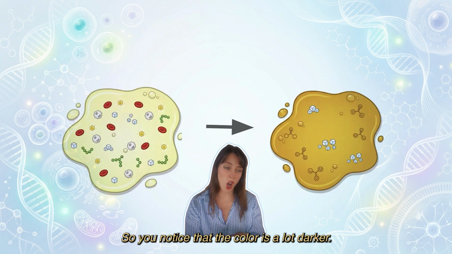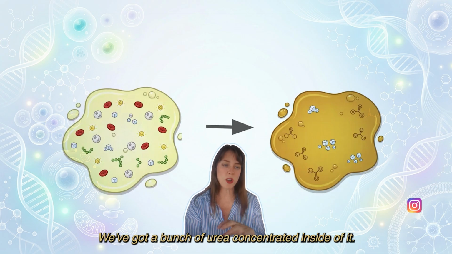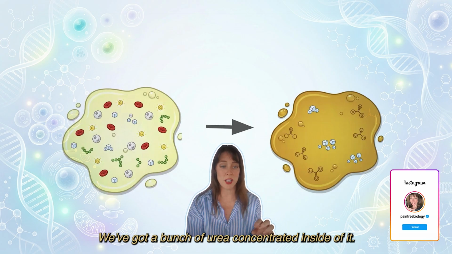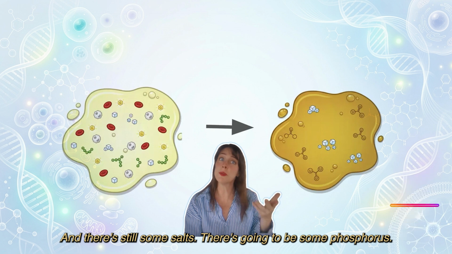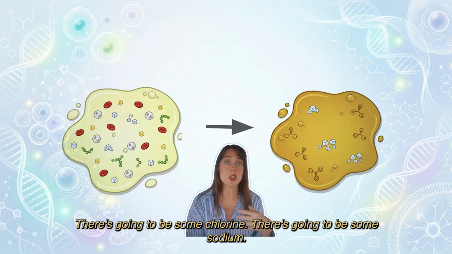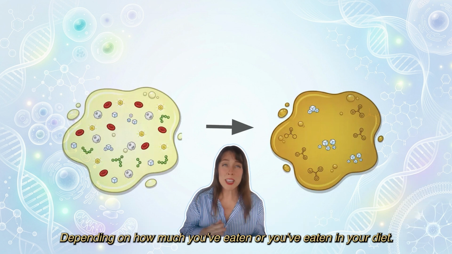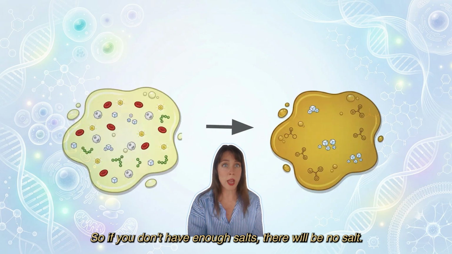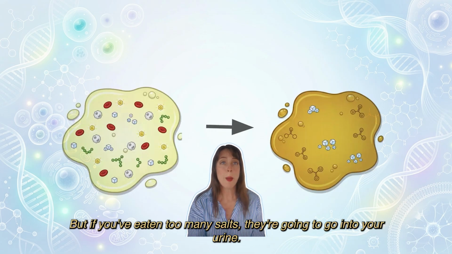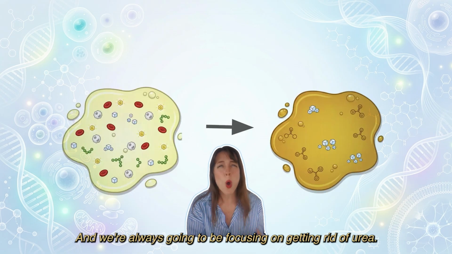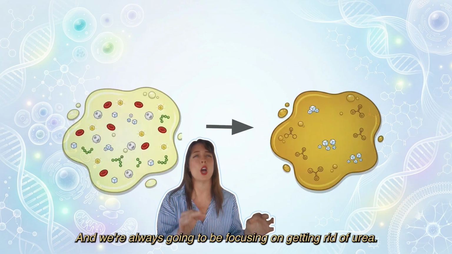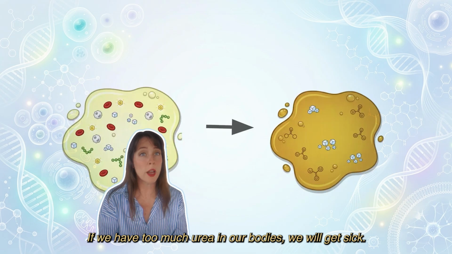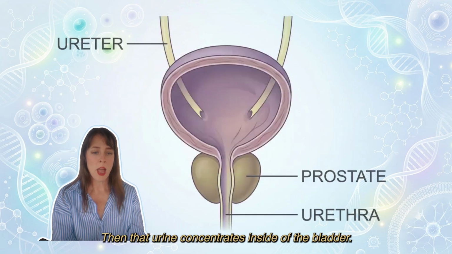So you notice that the color is a lot darker. We've got a bunch of urea concentrated inside of it, and there's still some salts. There's going to be some phosphorus, some chlorine, and some sodium, depending on how much you've eaten in your diet. So if you don't have enough salts, there'll be no salts. But if you've eaten too many salts, they're going to go into your urine. And we're always going to be focusing on getting rid of urea. If we have too much urea in our bodies, we will get sick.